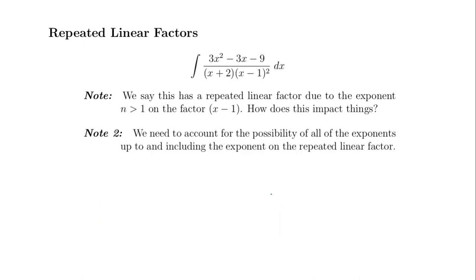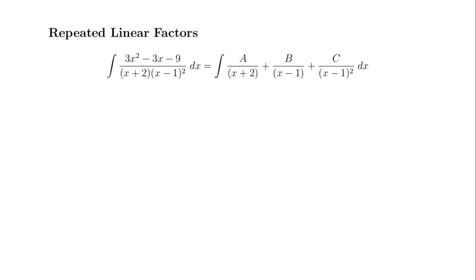So the main note for repeated linear factors is that we have to account for the possibility of all of the exponents up to and including, in this case, 2. If that exponent was bigger, we'd have more of these linear factor terms. So let's set this up into our partial fractions: a over x plus 2, b over x minus 1, and c over x minus 1 squared.